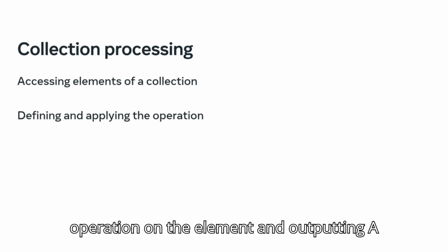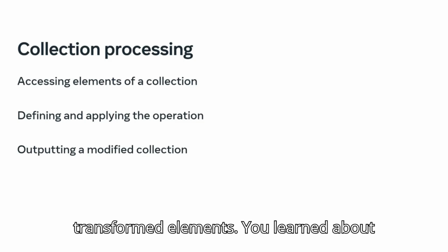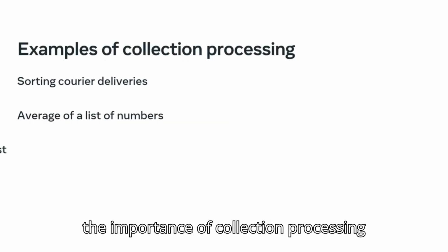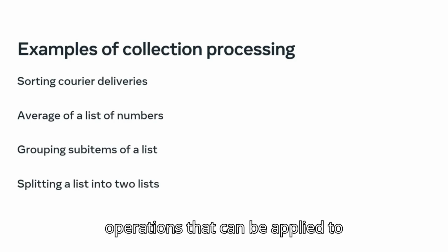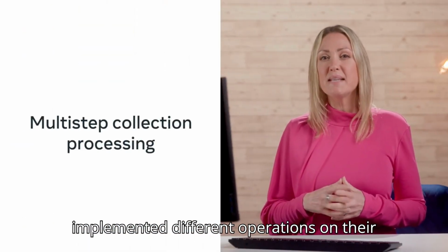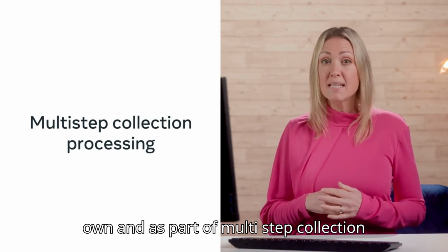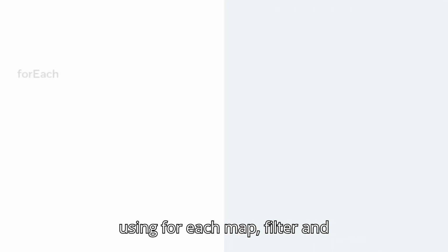Collection processing involves 3 primary steps: accessing elements of a collection on which the operation is to be applied, defining and applying the operation on the element, and outputting a modified collection with the updated or transformed elements. You learned about the importance of collection processing and explored some examples of common operations that can be applied to elements in a collection. As an example of collection processing in action, you implemented different operations on their own and as part of multi-step collection processing. That included defining and using forEach, map, filter, and fold.